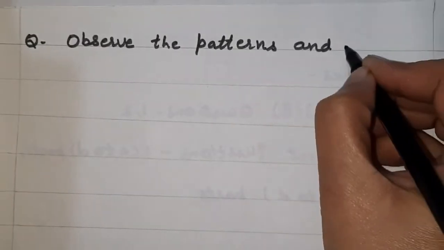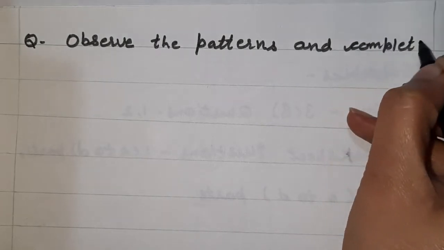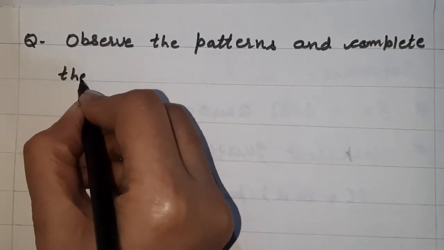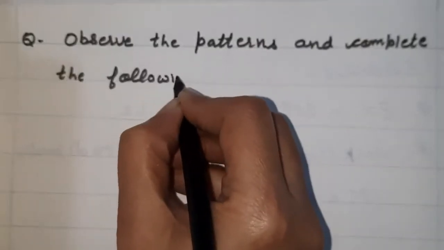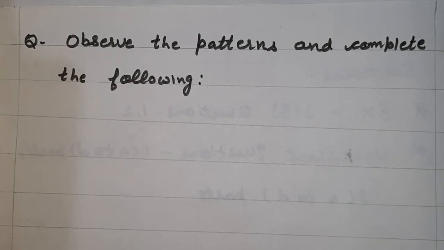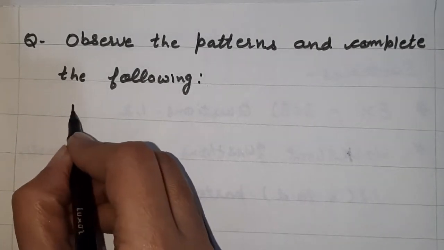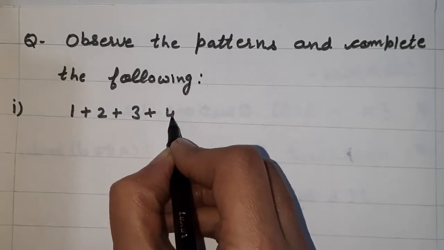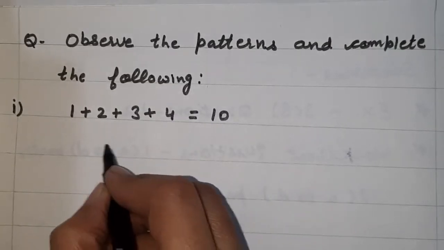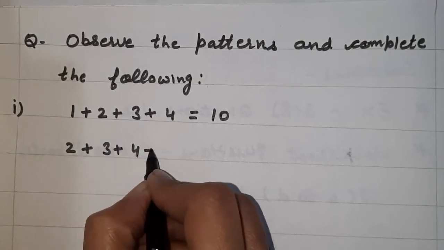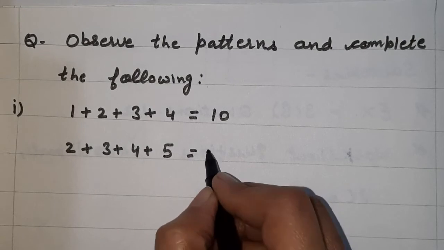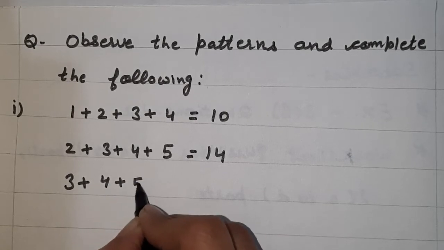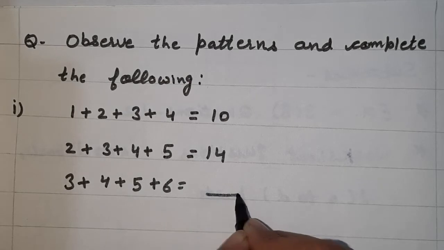And complete the following. Now see, the pattern is 1 plus 2 plus 3 plus 4 is equal to 10. 2 plus 3 plus 4 plus 5 is equal to 14. 3 plus 4 plus 5 plus 6 is equal to dash.